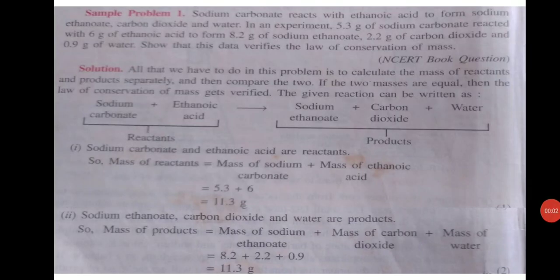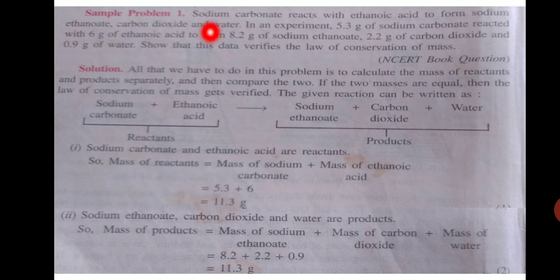Another question is there in your NCERT textbook. You can write these problems in your notebook. I will give you at the end, and you have to look whether all the questions I have covered. If not, you can write the extra questions from this video in your notebook.